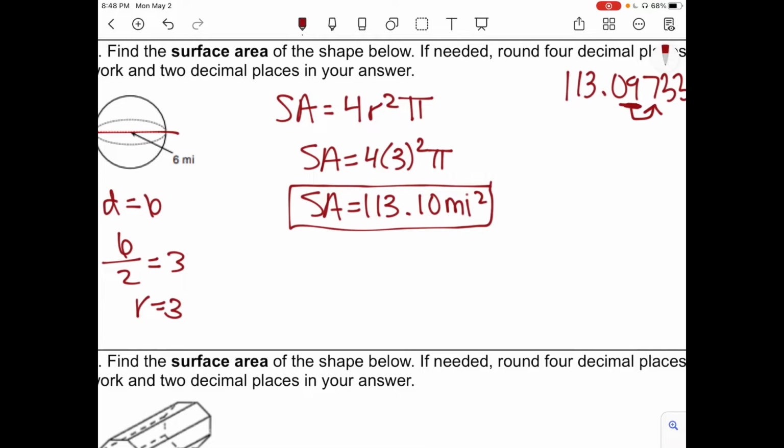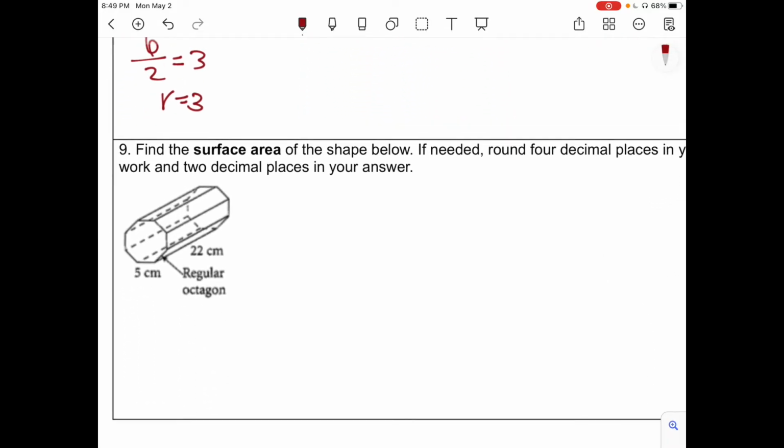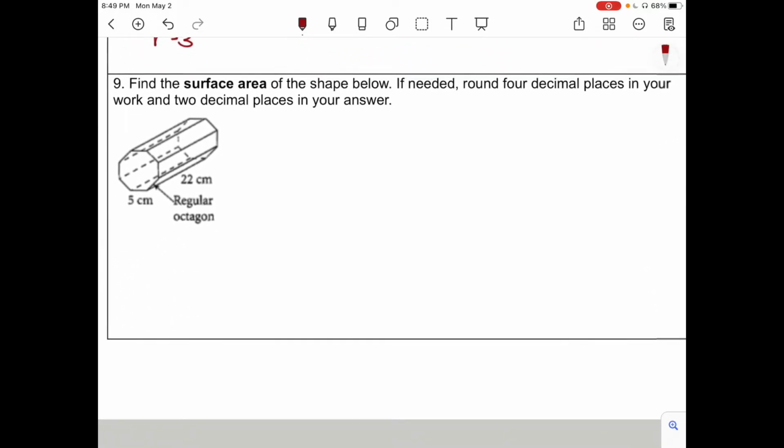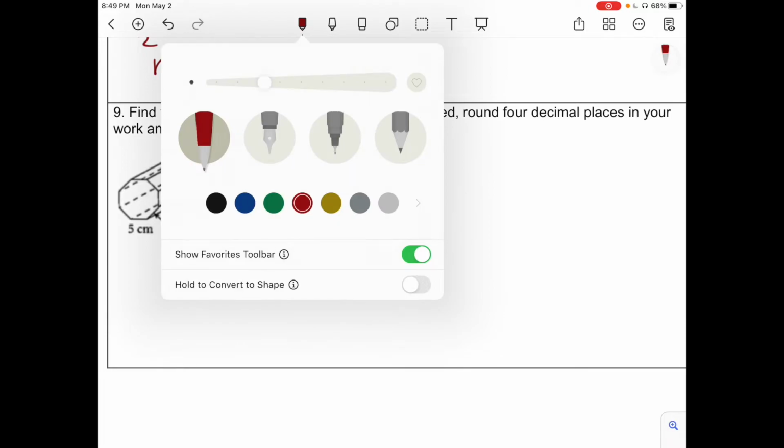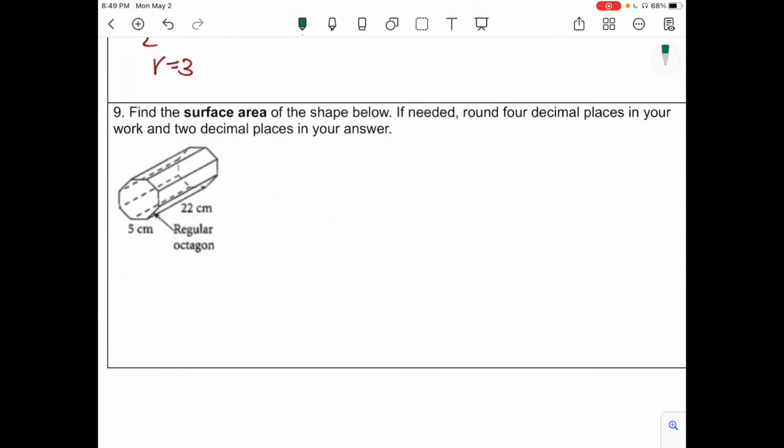All right, the last one, it says find the surface area of the shape below. If needed, round 4 decimal places in your work and 2 in your answer. So this one's going to take a little bit more time. I'm going to switch colors. Let's try green. I haven't done that yet.